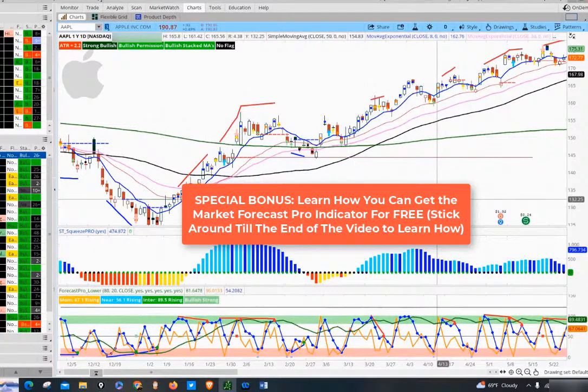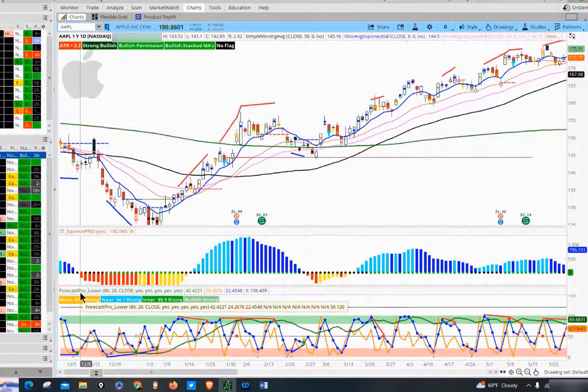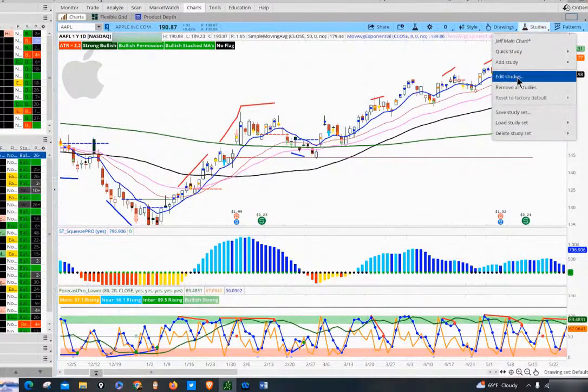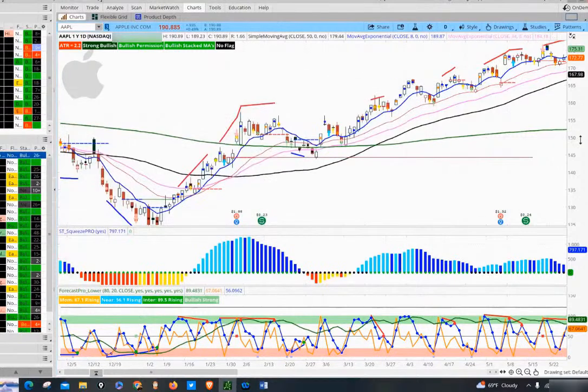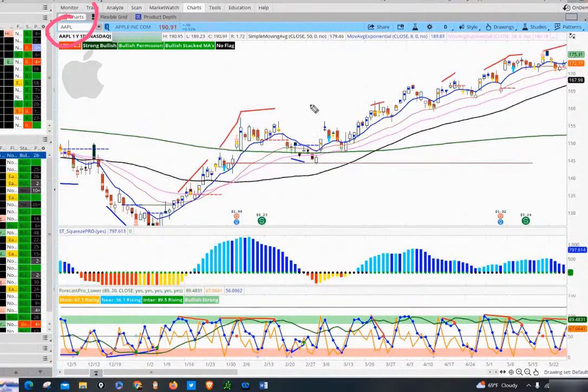Okay, so what we're also going to be using for this is this Forecast Pro. Now, this is my indicator, but really quickly, if you go up to Studies and Edit, this is on Thinkorswim, you can search for the Market Forecast. I've studied the Market Forecast indicator for over 15 years, and it's got trading signals built into it. So what I've done is I've actually taken those trading signals, we've programmed them into this, and we call it the Market Forecast Pro.